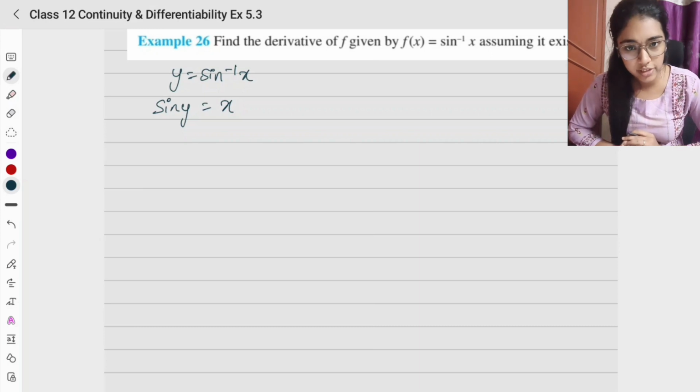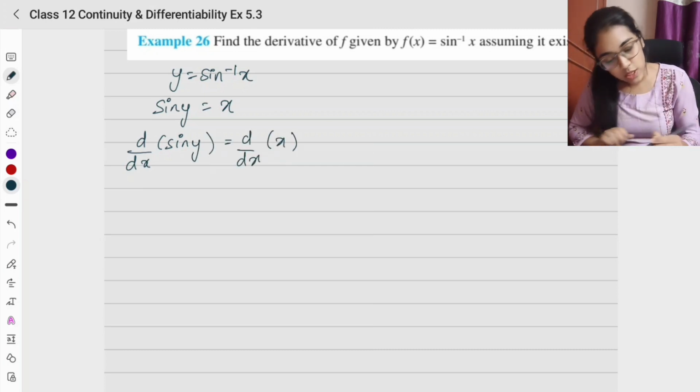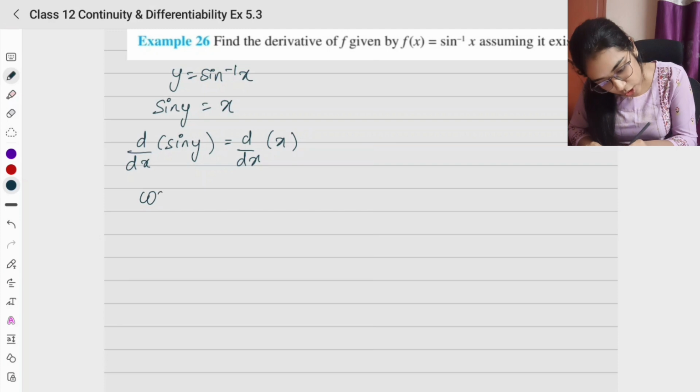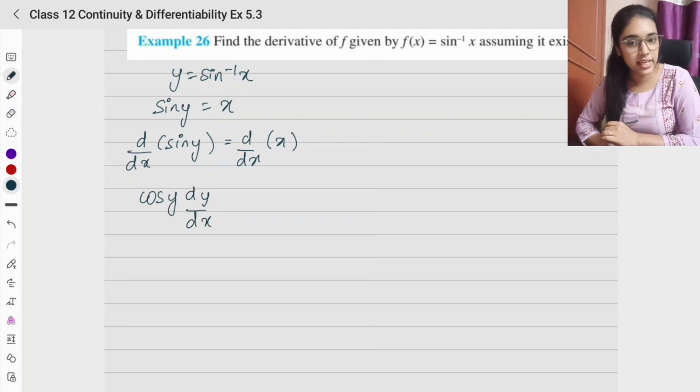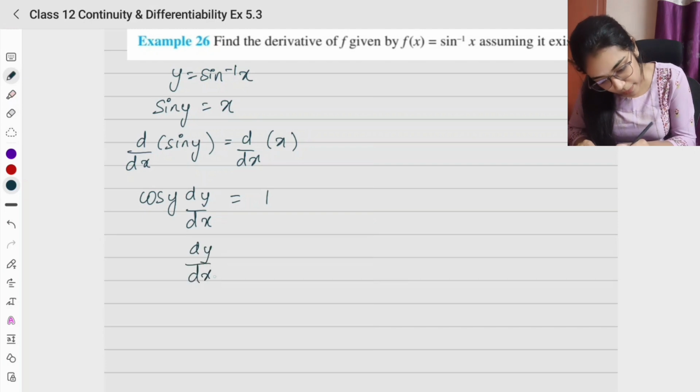Now I'm going to differentiate it on both sides with respect to x. So d by dx of sin y equals d by dx of x. So what happens to my left hand side? I'll have cos y times dy by dx. Correct? d by dx of y is going to be dy by dx, equals d by dx of x, and it is going to be simply 1. So what is my dy by dx now? dy by dx is equal to 1 divided by cos y.